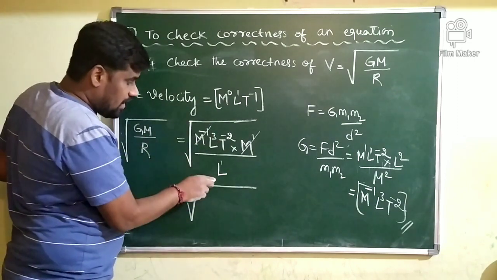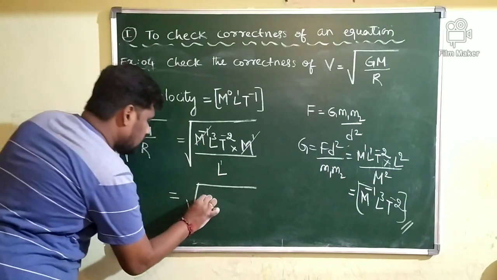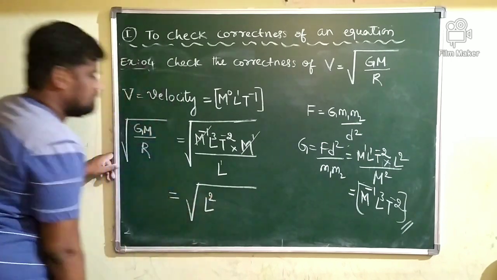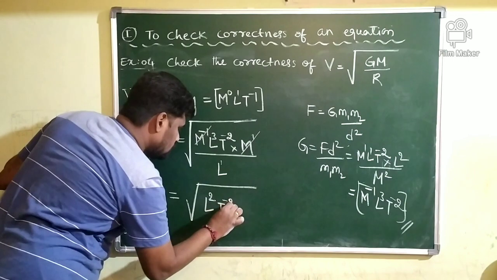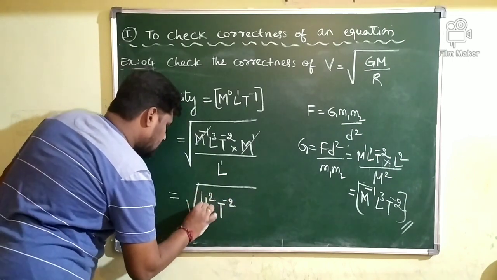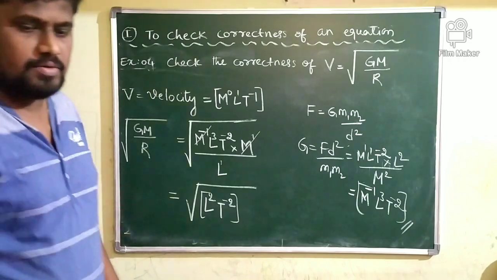Already I have L to the power 3 there. Therefore, in total it will become L to the power 2, T to the power minus 2. Continue the calculation.